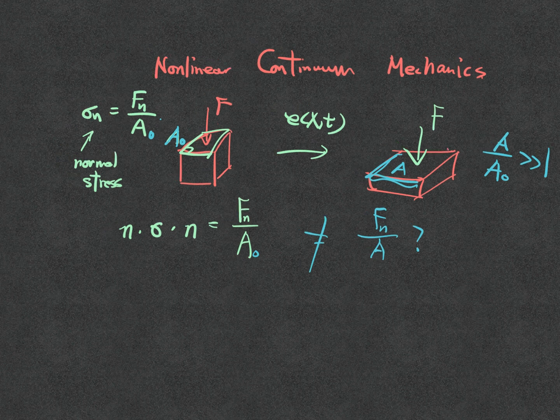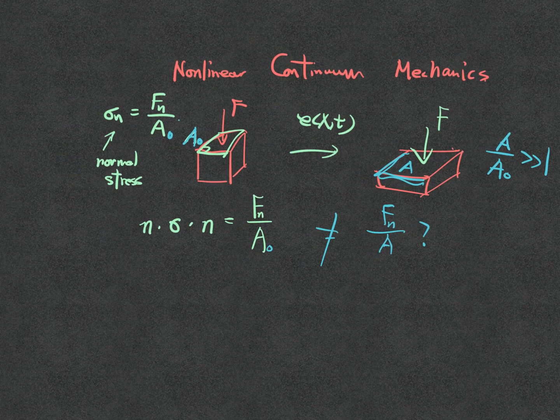In the original example we did here, you can see that I don't really need to distinguish A and A0 that much if A divided by A0 is pretty much close to 1. But what if A is actually 1,000 times A0? What will happen when you compute the tractions? It would be 1,000 times different, right? By actually considering the deformations.